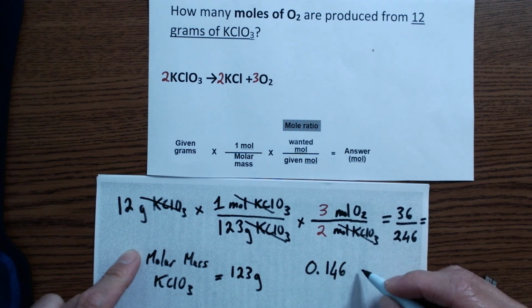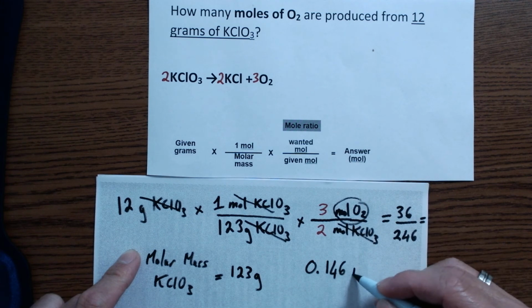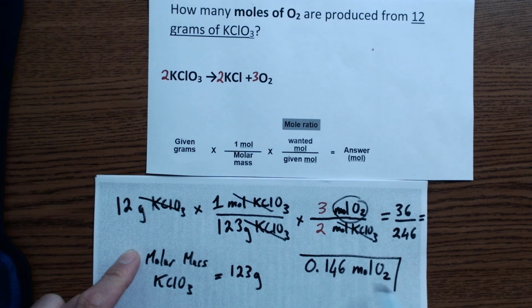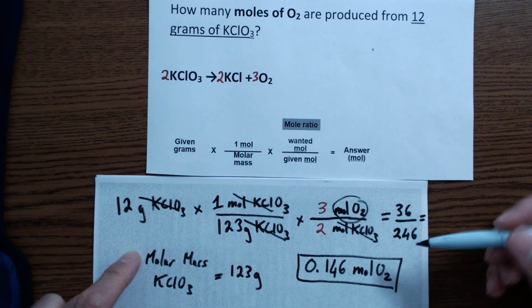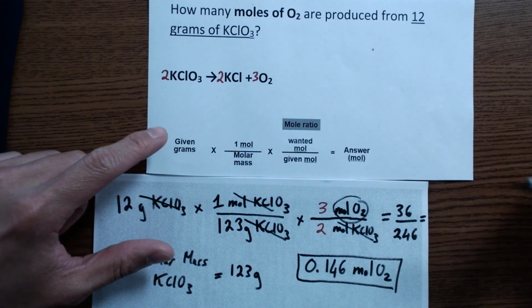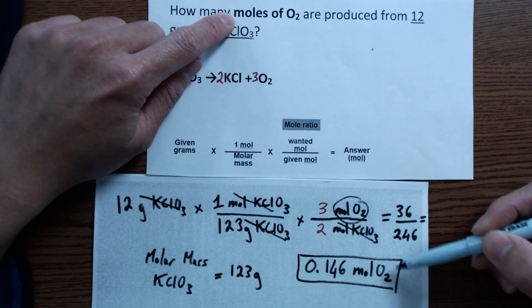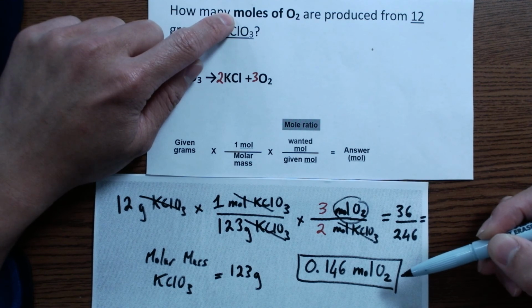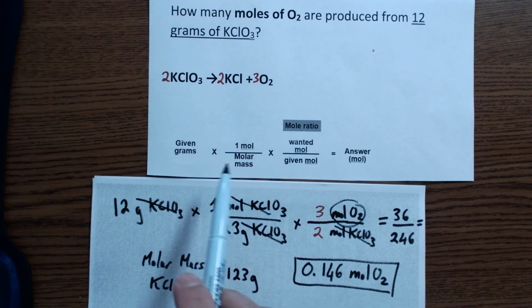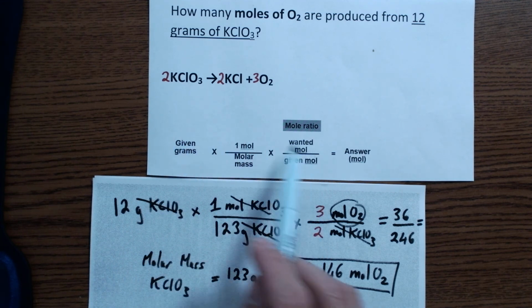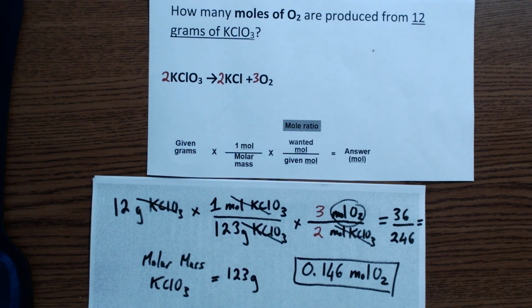So what's gonna be left as your answer will be 0.146 moles, right? That's left over, moles of O2. And if you double check, you're basically gonna answer the question that they asked you, right? So they want you to find moles of O2 here, and what I have is moles of O2. So I'm good, okay? But this diagram right here is what's gonna help you as a tool to help you solve your problems.